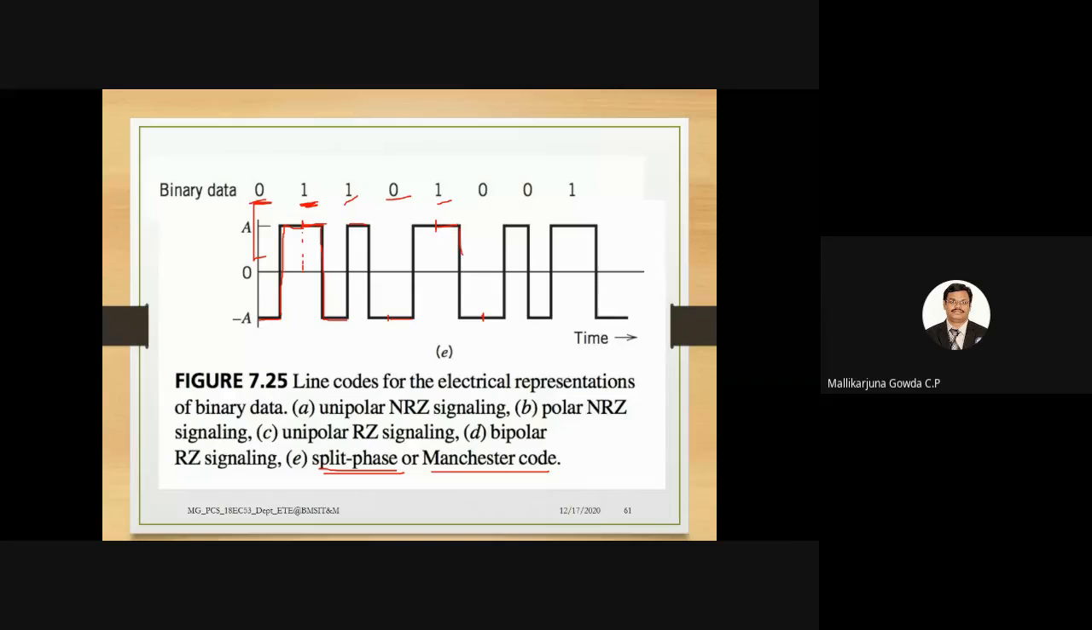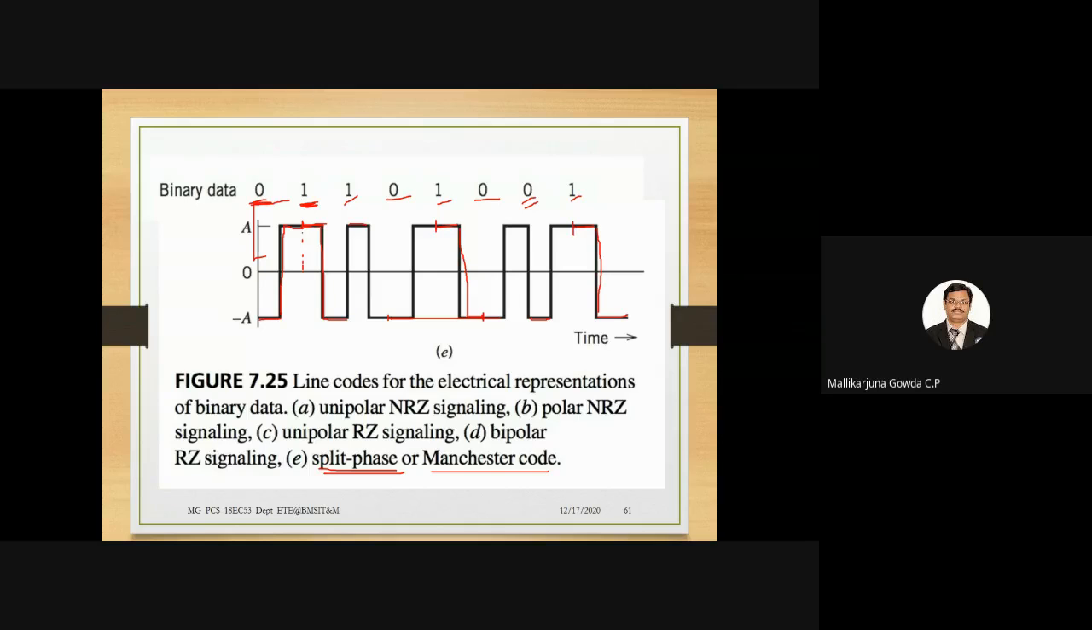Okay, so till this. Fine. The next bit is 0, so it will be low for half the bit duration, again high for the other half. Then the next bit is 0, so it will be low for half the bit duration, and the other half will be high. Fine. The next bit is 1, so it will be high for half the bit duration, again low for the other half. Means in every bit duration there will be a transition, from negative to positive or positive to negative, depending upon the binary data.